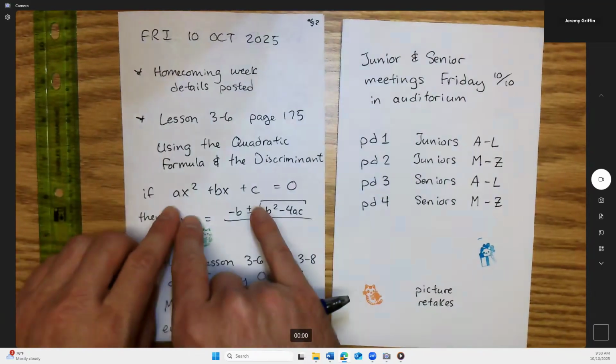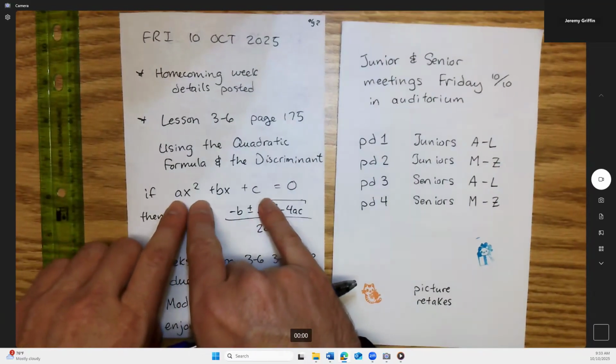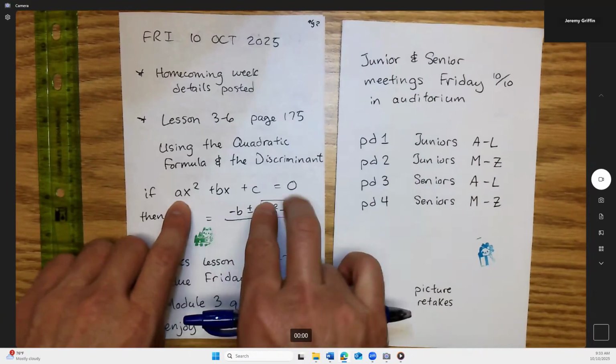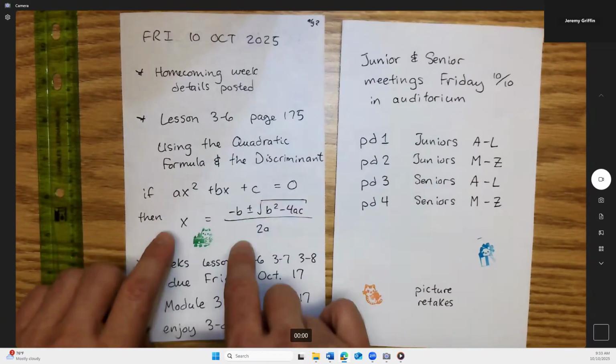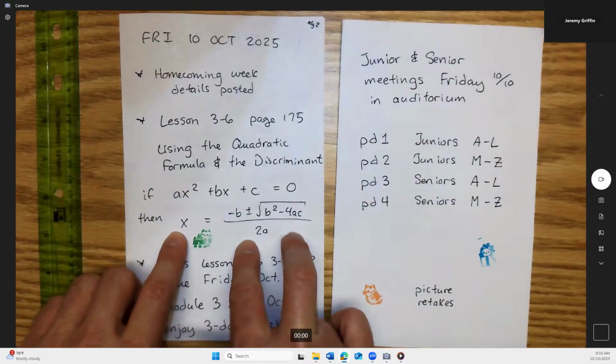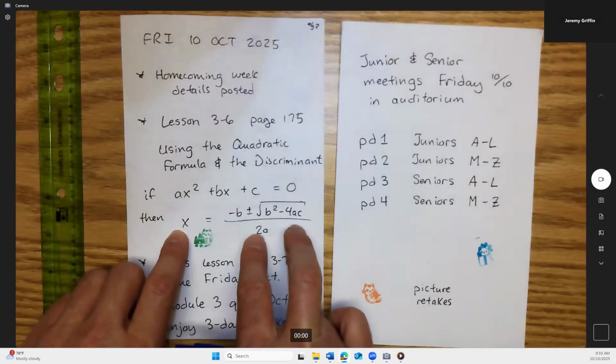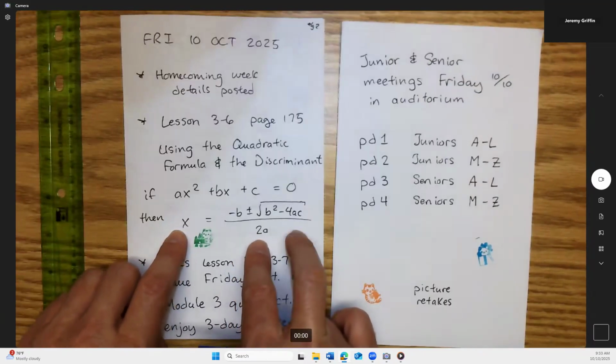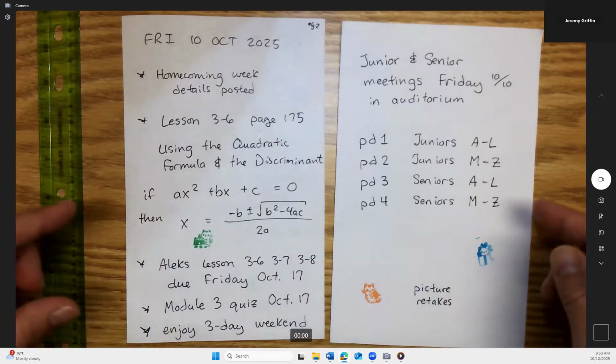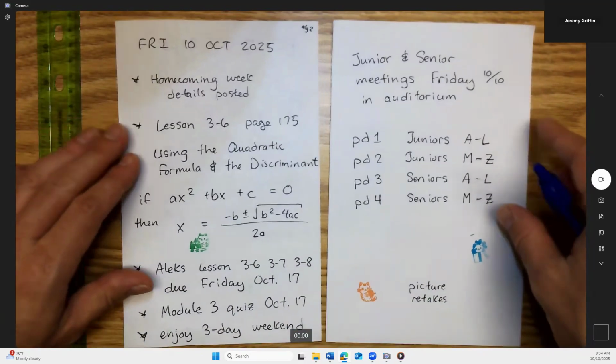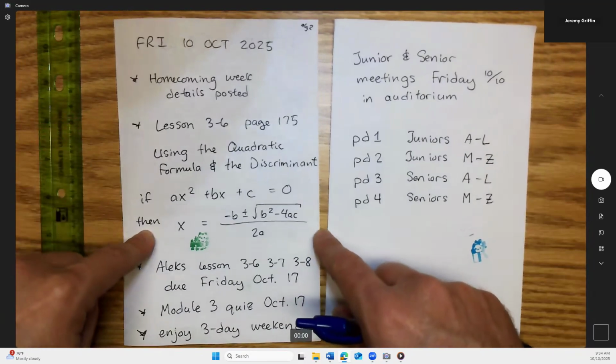Quadratic formula goes like this: if you have an equation in this form, ax squared plus bx plus c equals 0, then x always equals, and it's been pre-solved for you, negative b plus or minus the square root of b squared minus 4ac, all divided by 2a. Okay? So in the main video that I posted on Google Classroom this morning, it's pretty much just examples of that over and over and over again.